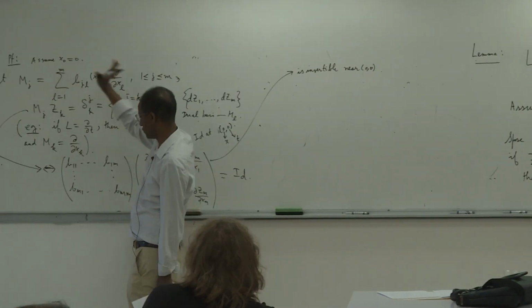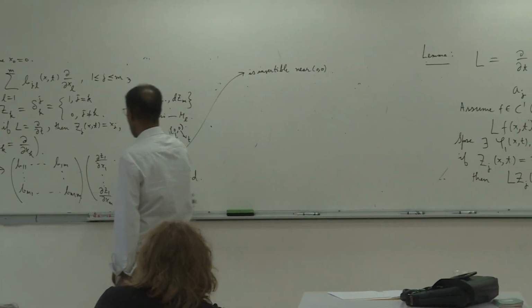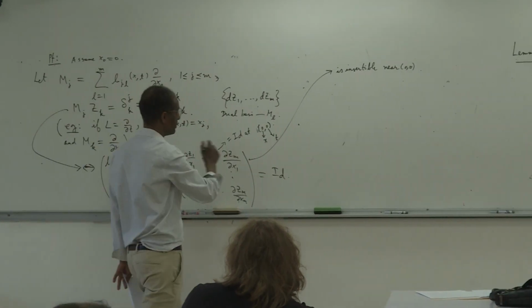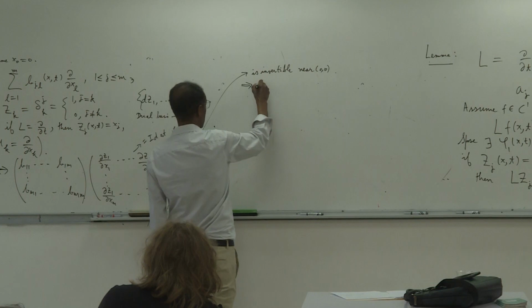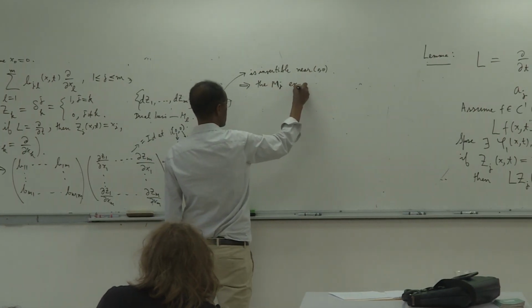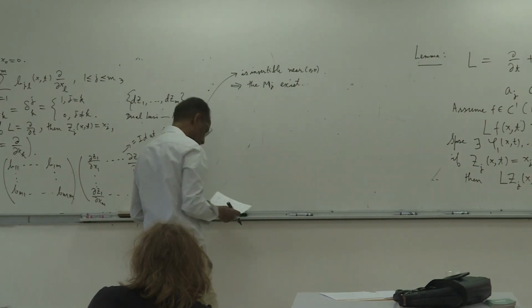I am assuming x naught is 0. And so therefore this exists as a smooth function. These are smooth functions, and therefore the mj exist. Now next I'm going to look at the key properties of the mj.